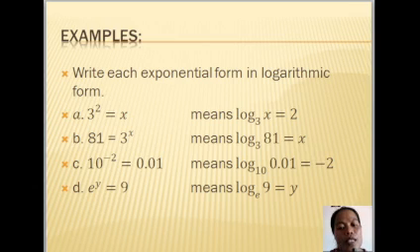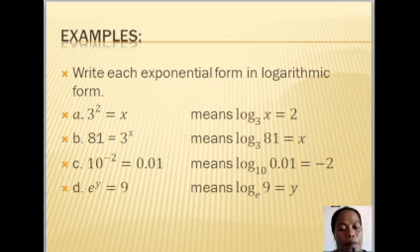Okay, some examples here. Write each exponential form in logarithmic form. Letter A. 3 squared is equal to x. The base here is 3, the exponent is 2. Remember, exponents are the logarithm. So that means the logarithm of x to the base 3 is equal to 2. So the exponent in exponential form, which is 2, becomes the logarithm in logarithmic form.